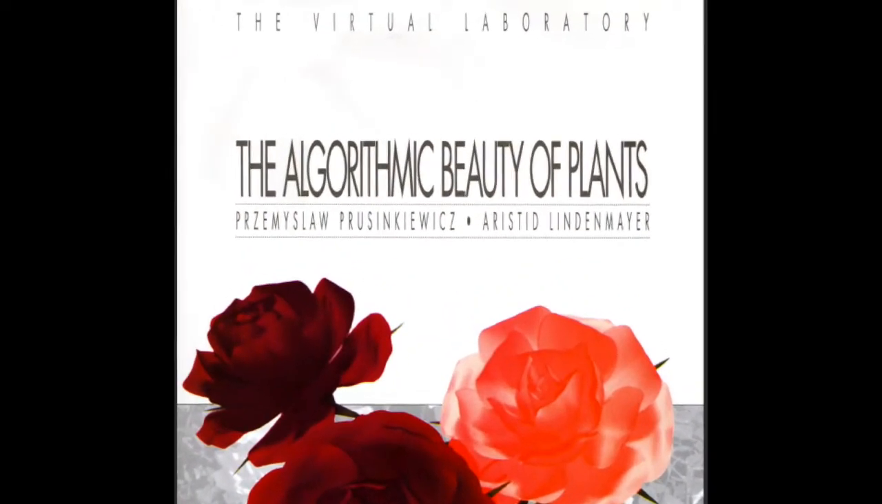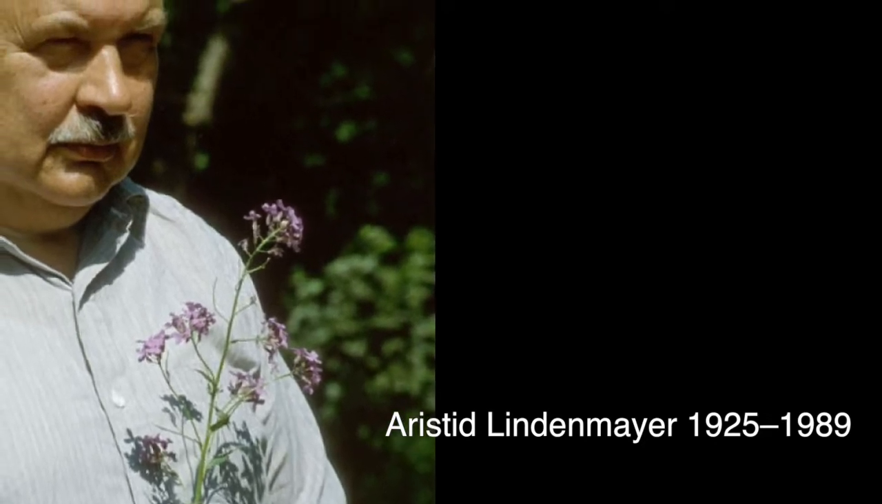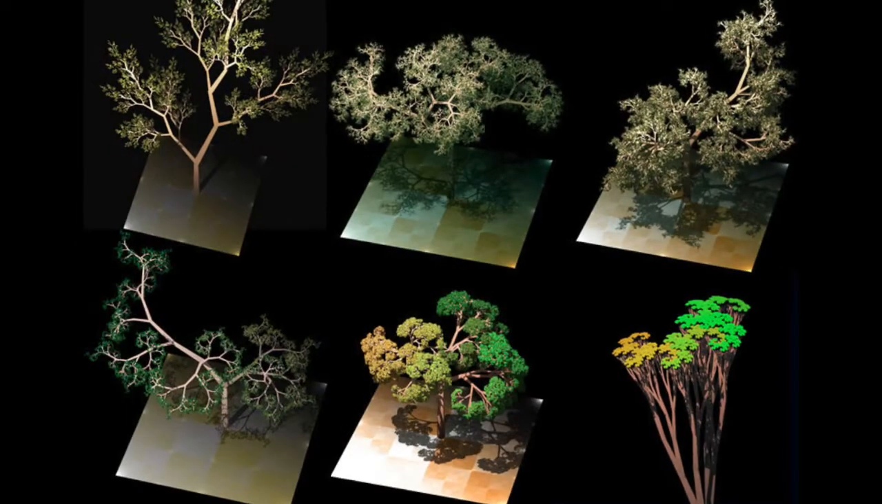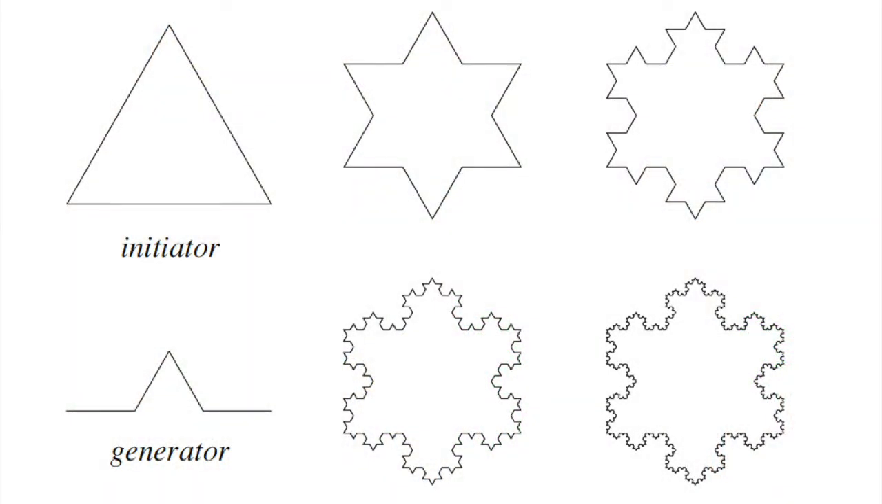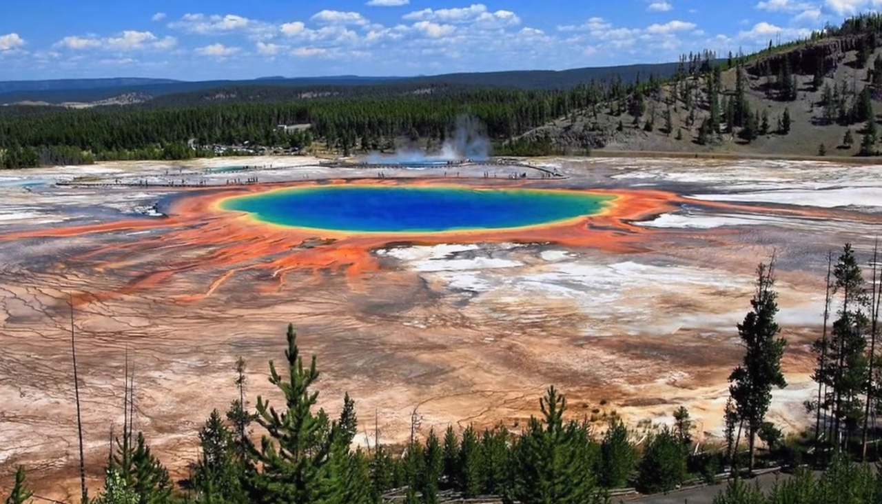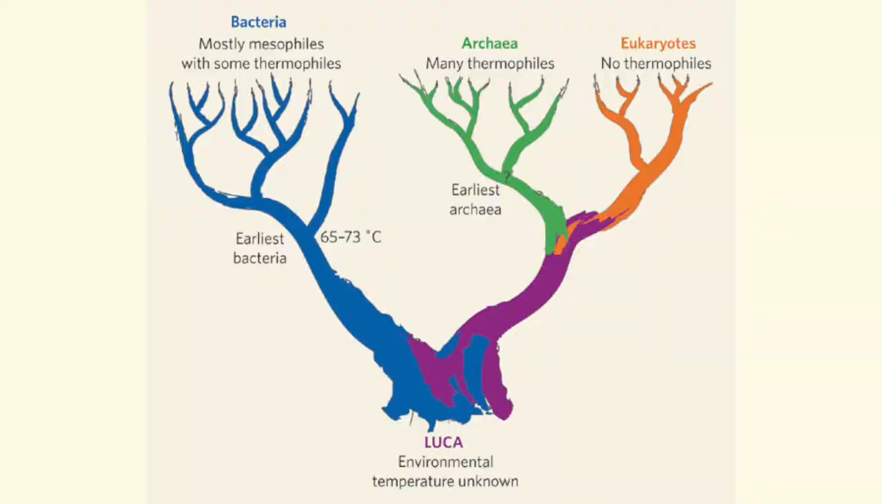In The Algorithmic Beauty of Plants, Przemyslaw Prusinkiewicz and Aristid Lindenmayer espoused the developmental algorithms and self-similarity in plant development. Lindenmayer systems were conceived of as a mathematical theory of plant development. They start with an initiator and have a generator applied to them recursively. These are known as rewriting systems. In nature, the initiator was the first living organism, the last universal common ancestor, or LUCA. Life was only initiated once and never again, and the generator algorithm has been ticking along merrily now for 3.7 billion years. 3.7 billion and 1 years in 2021.